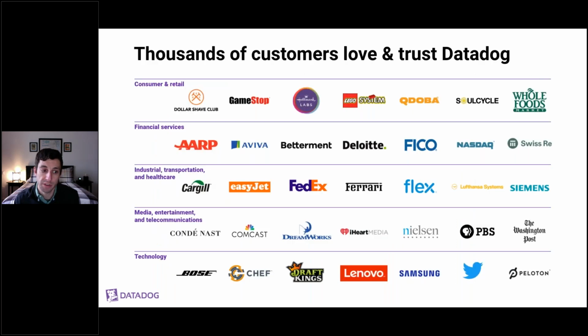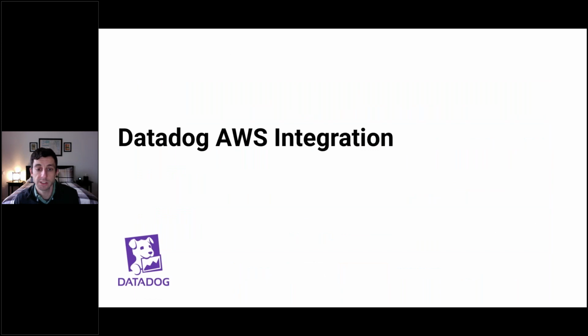And we've got thousands of different customers across many different industries, as you can see here, both large customers, small customers, traditional enterprises, as well as newer companies, all using Datadog for the use cases I just mentioned. So that's a quick overview of what Datadog does. Now let me talk about our integration with Amazon Web Services in a bit more detail.